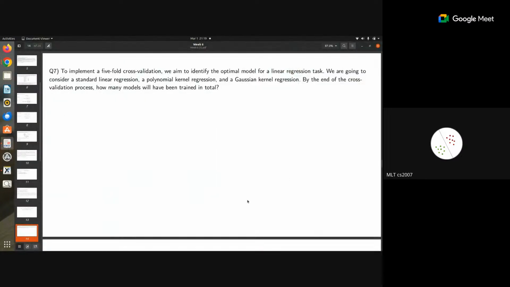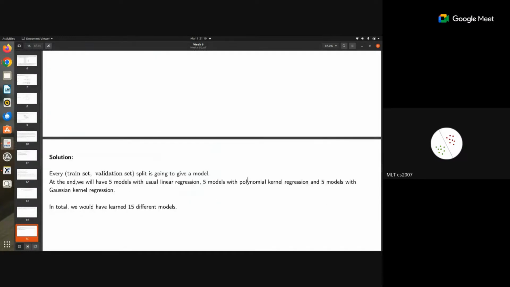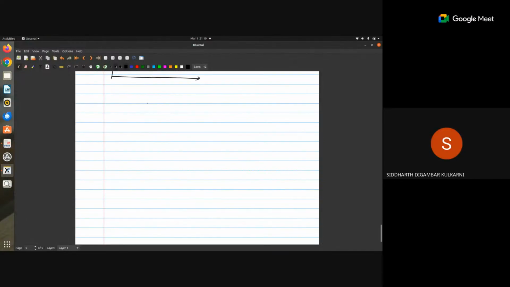Okay, let's see the solution. Is it correct? No, sir, I didn't understand. So we don't have to reserve one for validation. Even if we reserve one, we'll still have 5 models, right? Because every time we are selecting 4 different sets, and like that we'll have 5 different sets of 4: F1, F2, F3, F4, F5.